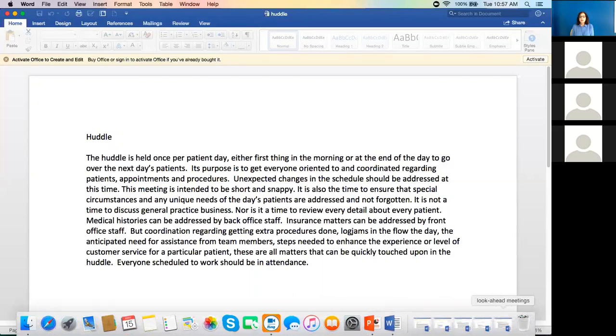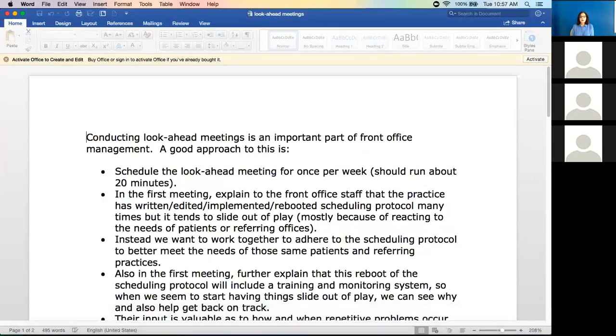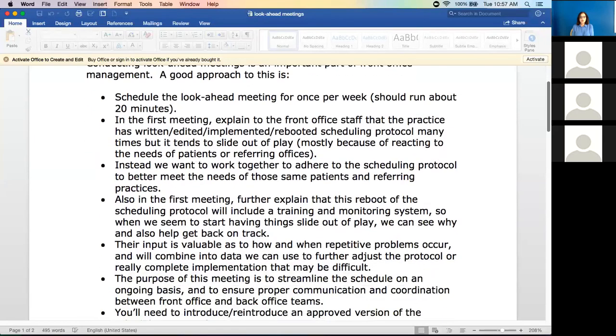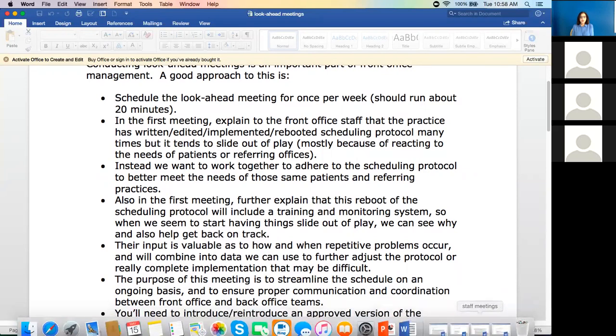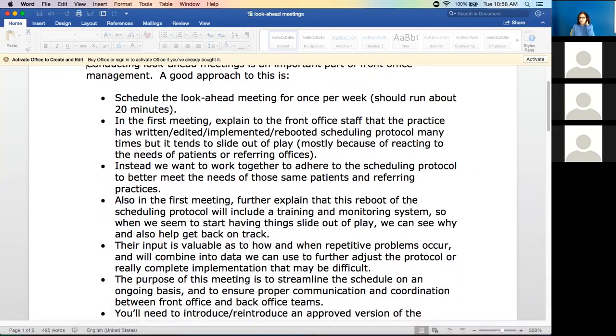On the look ahead meeting, we've got another article for you. This gives you an opportunity to take a look at what it takes to schedule and start the process of look ahead meetings. So there's advice on what to do in your first meeting and then how to continue on with ongoing meetings. This is available to you through ePracticeManager and something that you should use ongoing. And I like the steps that have to do with how you roll this out with your staff.